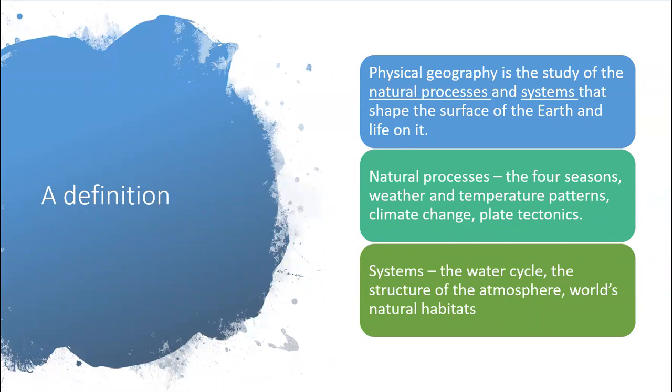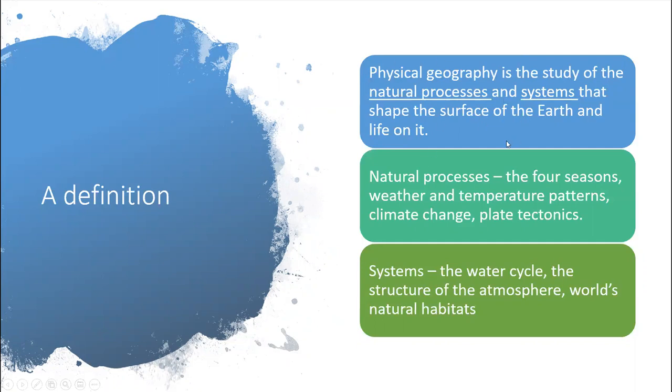So there we go. Definition. Always good to have in a quiz, right? Not giving a hint. Physical geography is the study of the natural processes and systems that shape the surface of the Earth and life on it.